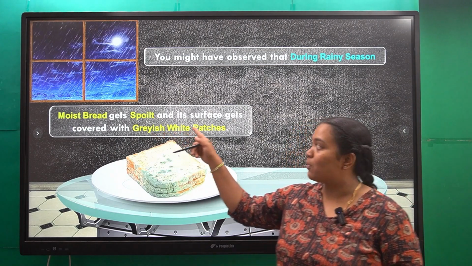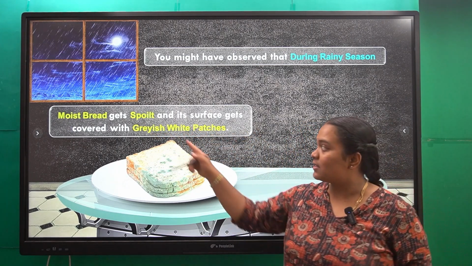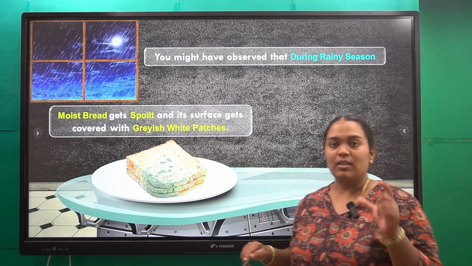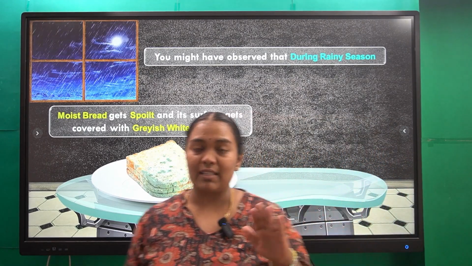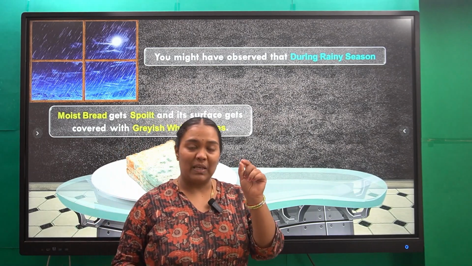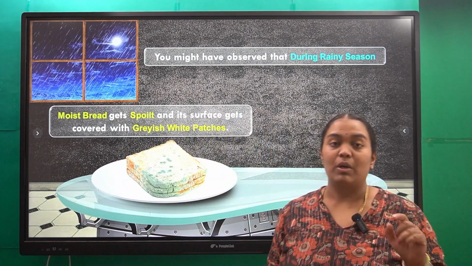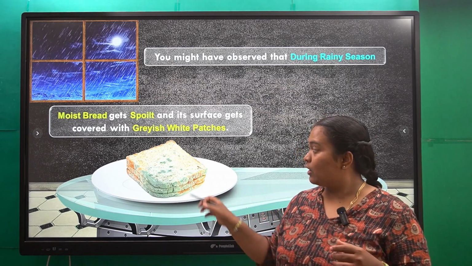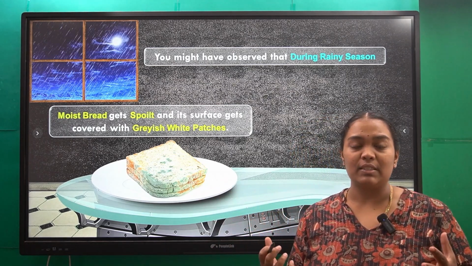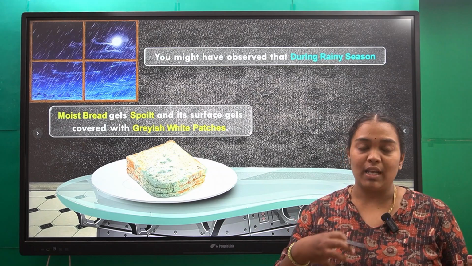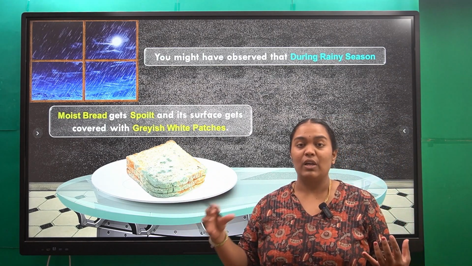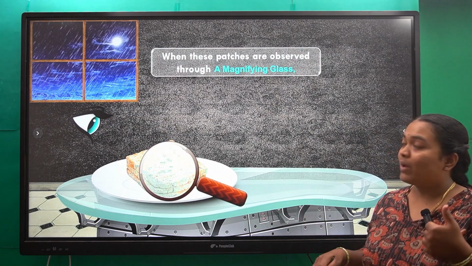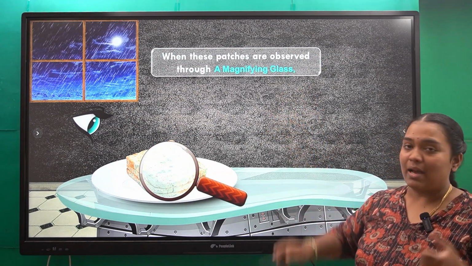Moist bread gets spoiled and its surface is coated with what? It is greyish white patches. These greyish white patches may just look normal to you, but when you take a piece of it and put it under the microscope, you will observe millions of bacteria which are moving and alive. If you consume this type of food, what happens? These bacteria will get into your body and cause many types of diseases, maybe vomiting or food poisoning.